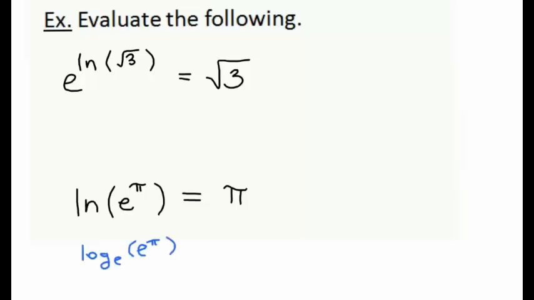An alternate way of thinking about this second equation is remember that ln is really log base e. So that means we're thinking about multiplication by powers of e. How many steps do I need to take in order to get to e to the pi? Well, I need to take pi steps.